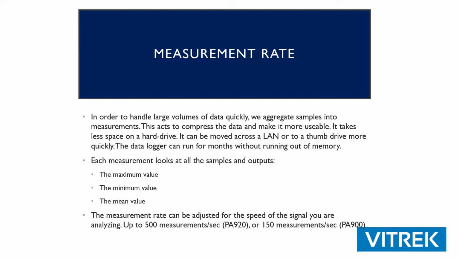And the nice thing about it is, since we have the max and min value, if there's any transient within our sample speed, we'll still find it and we'll still record it. Now, the measurement rate can be adjusted for the speed of the signal you're analyzing, up to 500 measurements per second on the PA920 or 150 measurements per second on the PA900. The sample rate, in contrast, always runs at full speed all the time. We never slow down, so you always have full resolution on the samples.